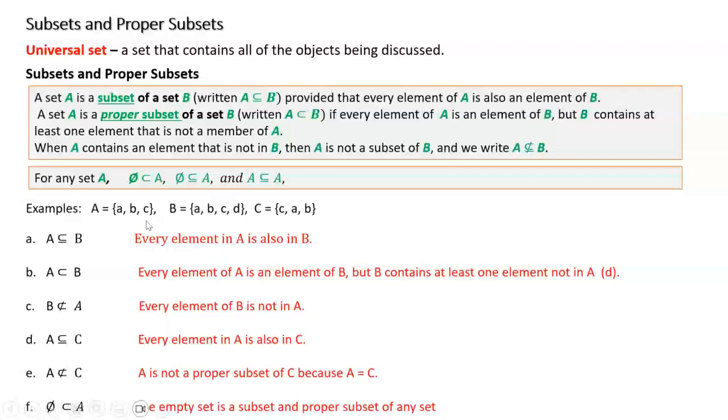Now F. Remember, guys, the definition is here: for any set, the empty set is a subset or proper subset of any set. So the empty set is a proper subset of A. So all these are true statements.